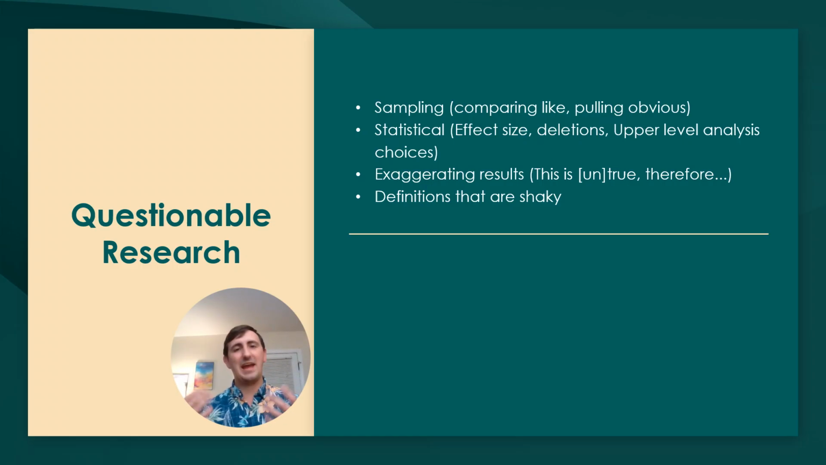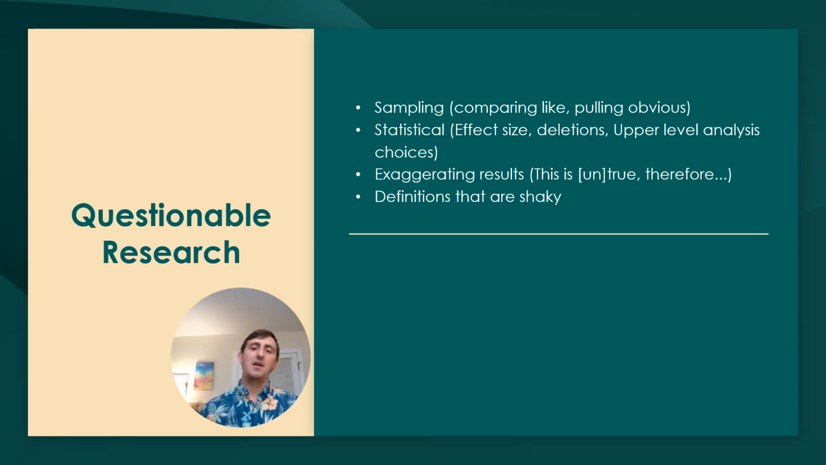Nothing, because that's just how those people have been training their bodies over time. So that's comparing. That's a mismatch in comparing groups. But there's another way to mess up sampling. This one I call pulling obvious.